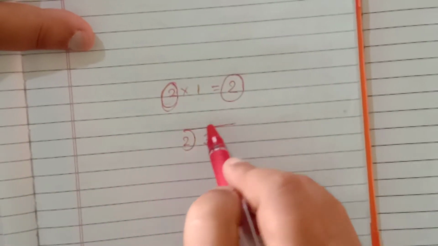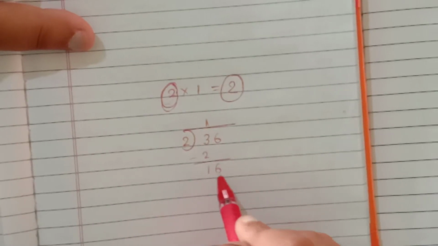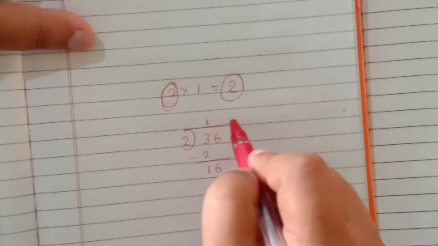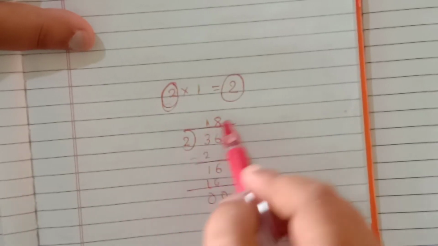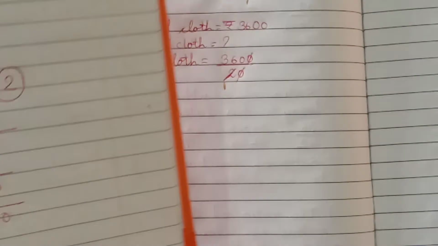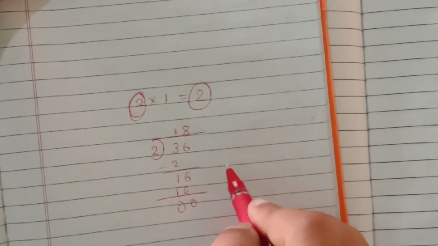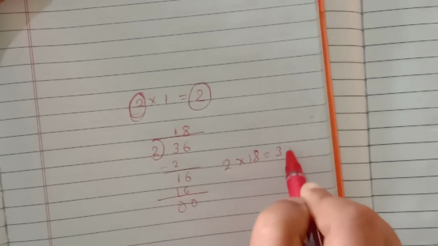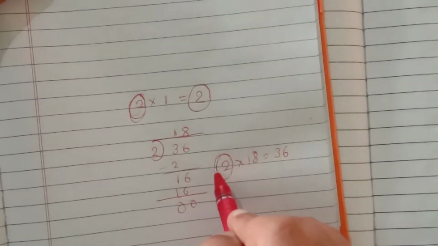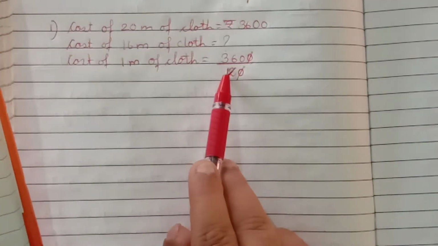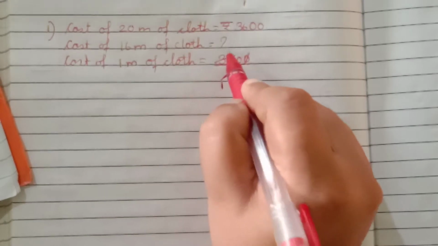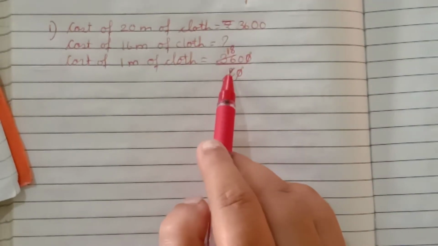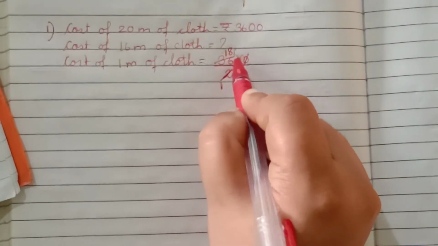2 1s are 2, 1 is remaining, take 6 down. 2 8s are 16. So 2 how much are 36? 2 18s are. Yes, so this 2 I'll consider in mind. See, we got the answer: 2 18s are 36. So this is in mind, this is in your book, see 36, and this we are going to write. Okay, so 2 18s are 36, and cut this 0 and write here.